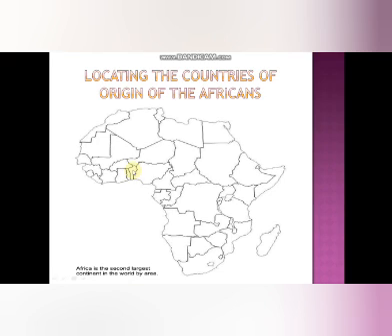So we know that Benin shares a borderline with Nigeria. So Benin can be located right here, and Nigeria right here. And bear in mind that these countries are where our enslaved Africans came from.